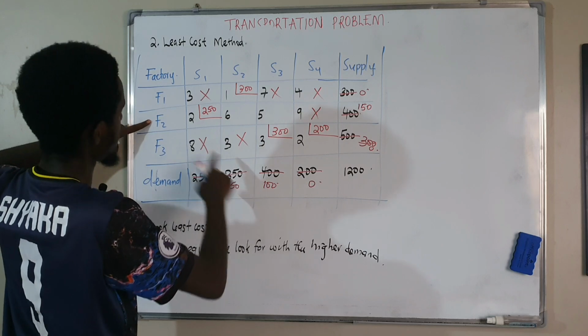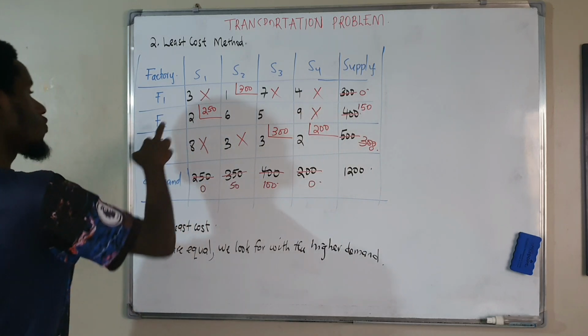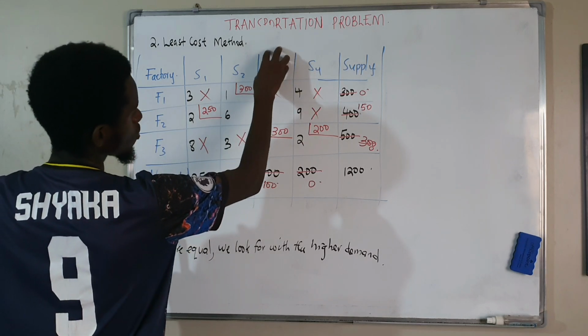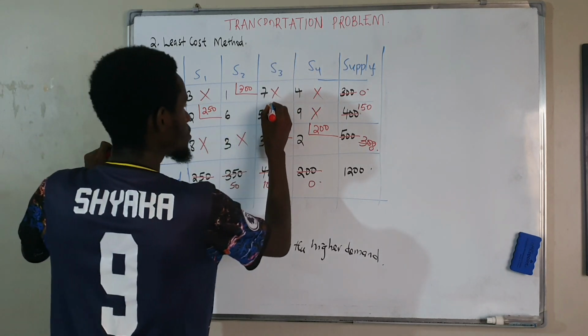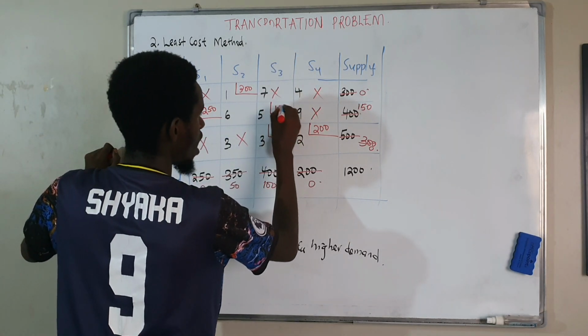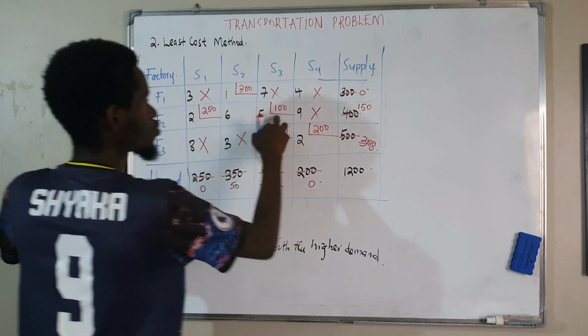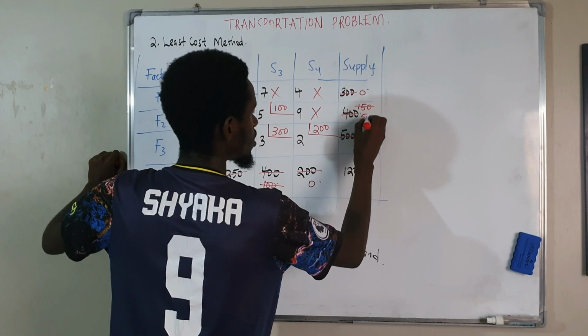Now what should I do? Out of the 150 that factor 2 is supplying, it will only give store 3 only 100. Therefore, I'll just put here that it's going to give this one 100. Therefore, this one goes to 0. Now, if it goes to 0, this one is going to be left with only 50.